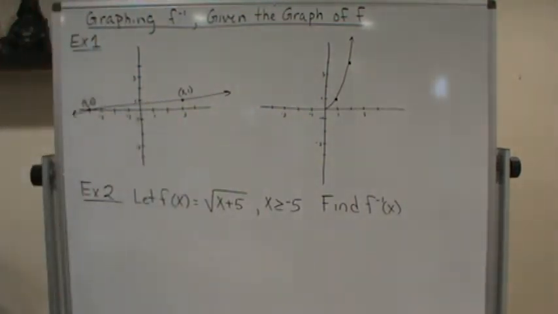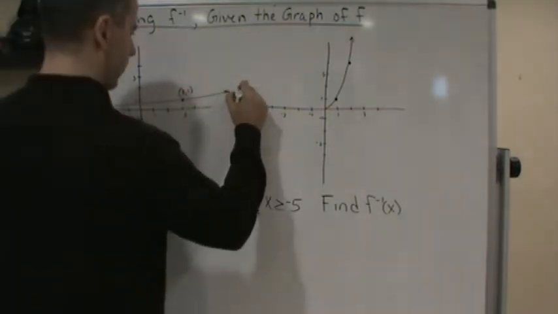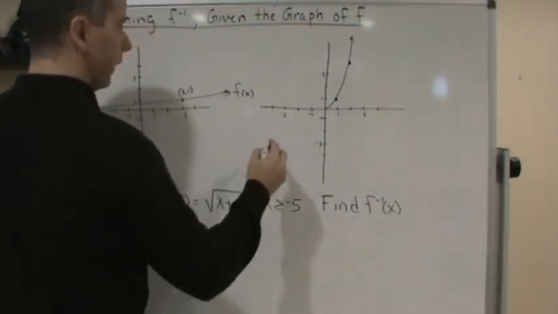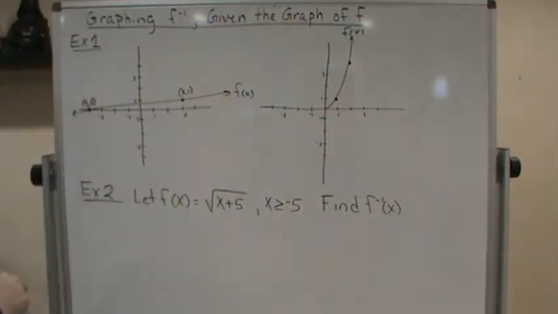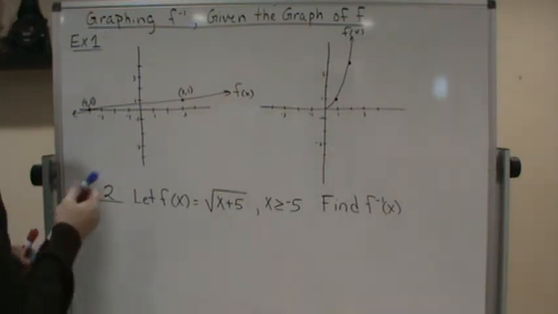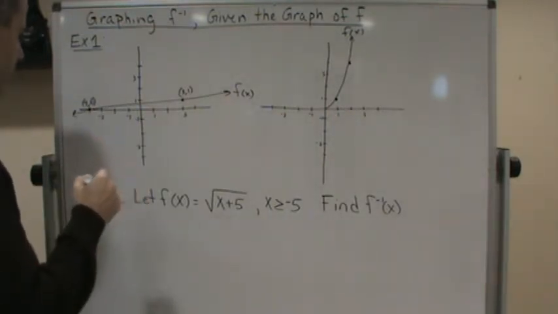Okay, so here we go. In example 1 we're given a couple of graphs, and these are f of x. So this is the graph of f of x here, and this is the graph of f of x here. And what we're going to do is use what we know to find the graph of the inverse function. So one thing is you can plot the points on the inverse.